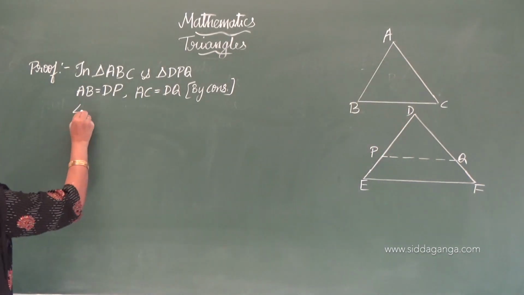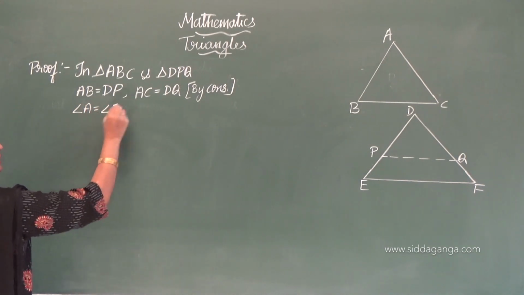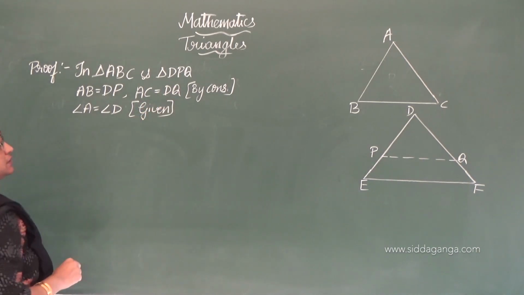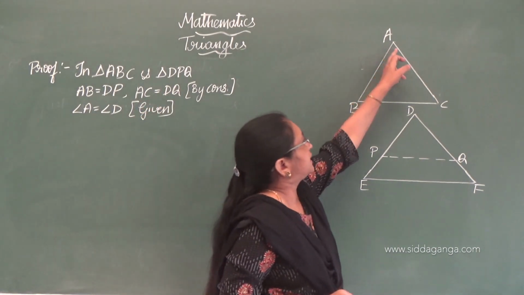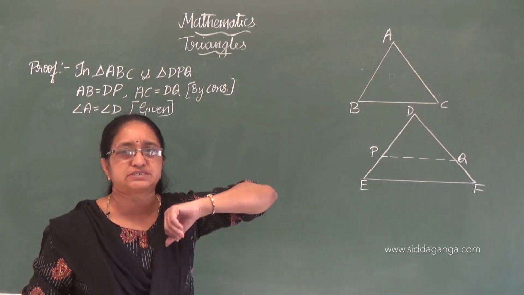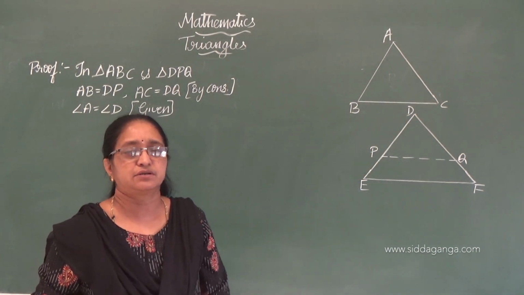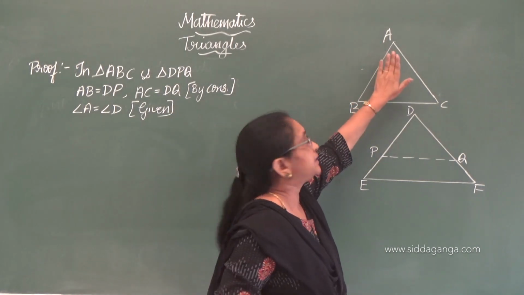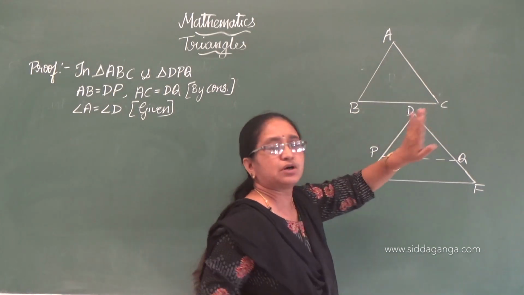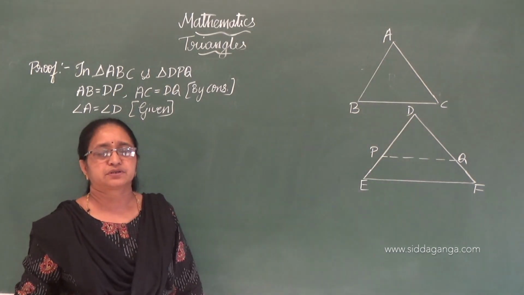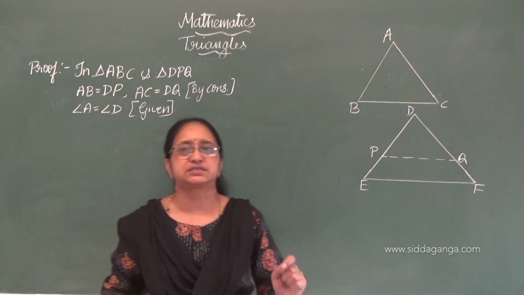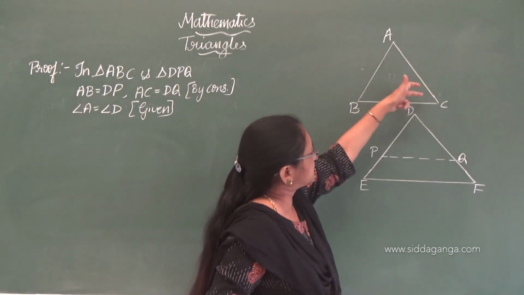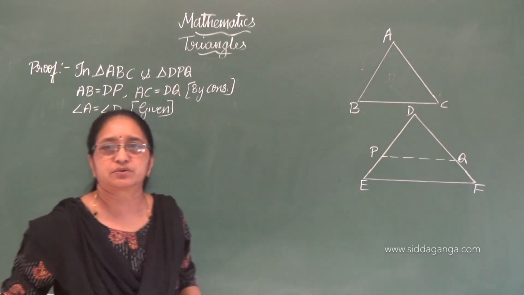and also given angle A is equal to angle D. This is given. So, by SAS criteria of congruency, okay, congruent triangles. Can I say that triangle ABC and DPQ are congruent? Yes, by SAS congruency criteria, triangle ABC and triangle DPQ are congruent, okay.